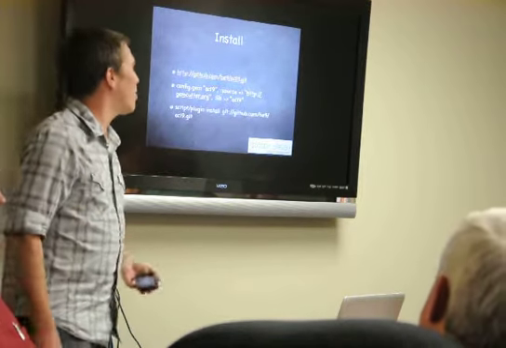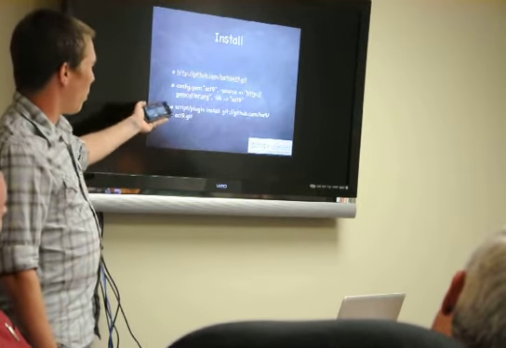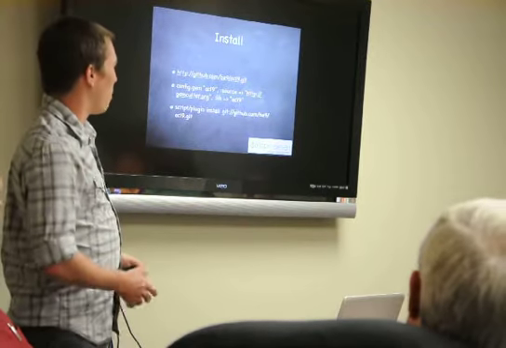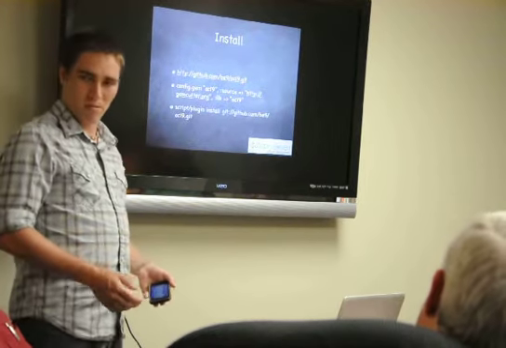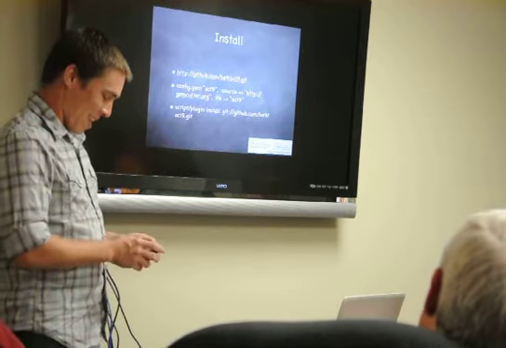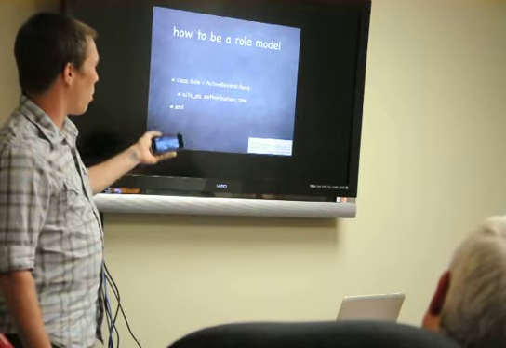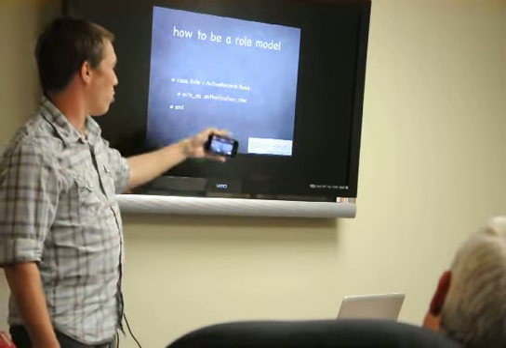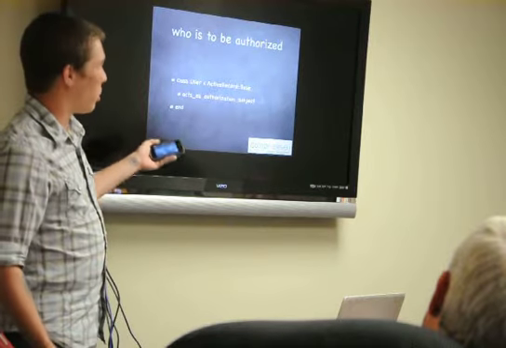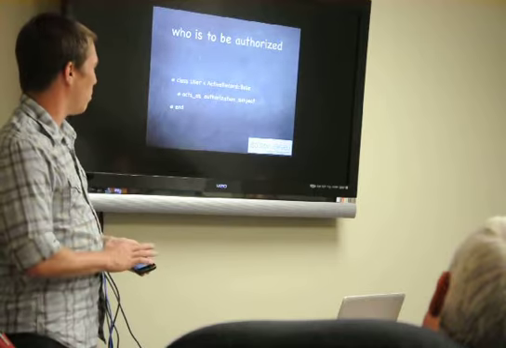Excellent. All right. So to install it, just go to the GitHub repository, and you can do it as a gem, or if you're one of those people, as a plugin. Very simple. And all right, so how to be a role model? Very simple. Just create your role model, and all it needs in there is acts as authorization role. And then whoever you want to be authorized, just in your user model, acts as authorization subject.